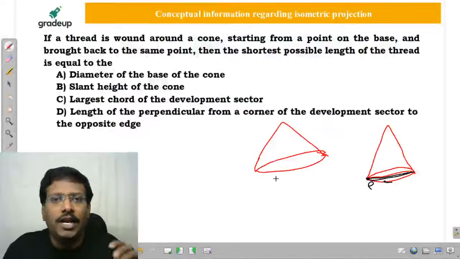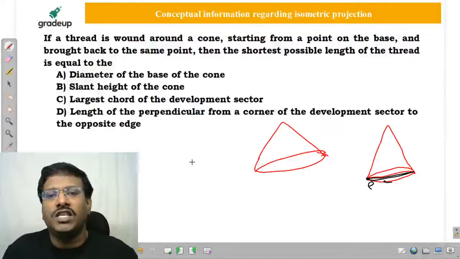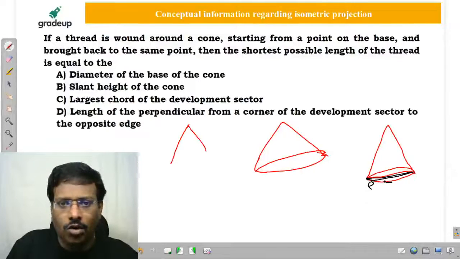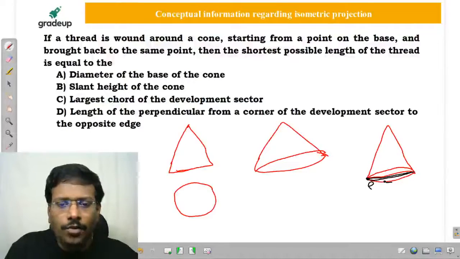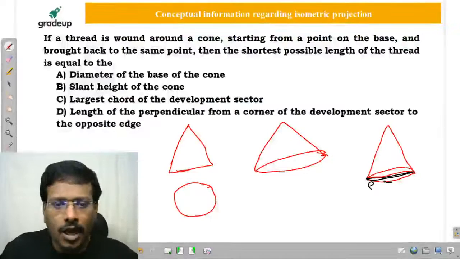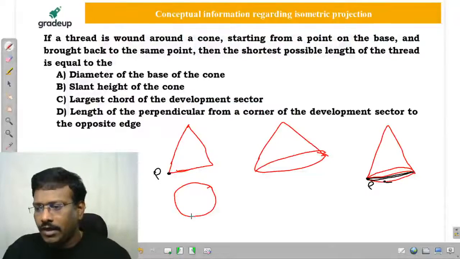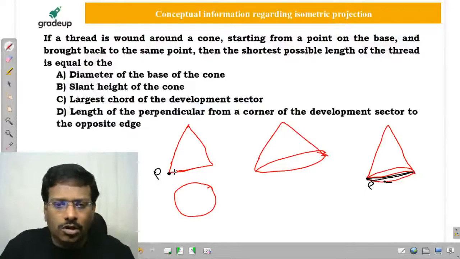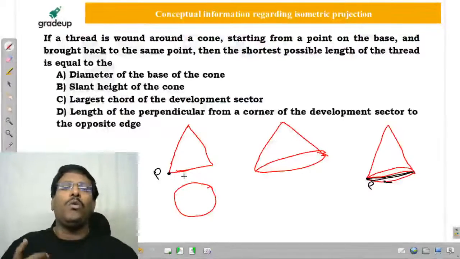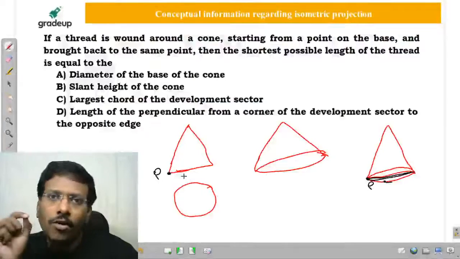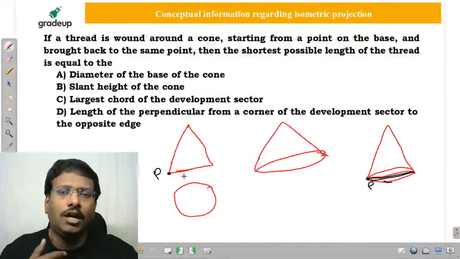So I will explain. In order to know this particular answer, you should be aware of development of surfaces. Once it is a cone, the front view will appear as an isosceles triangle. Top view will appear as a circle. Now let us consider the element is starting at the point P. Let us consider you want to make one round on the hill. Wherever you started, you want to reach the same point after making one complete turn on it. Then what do I have to do?